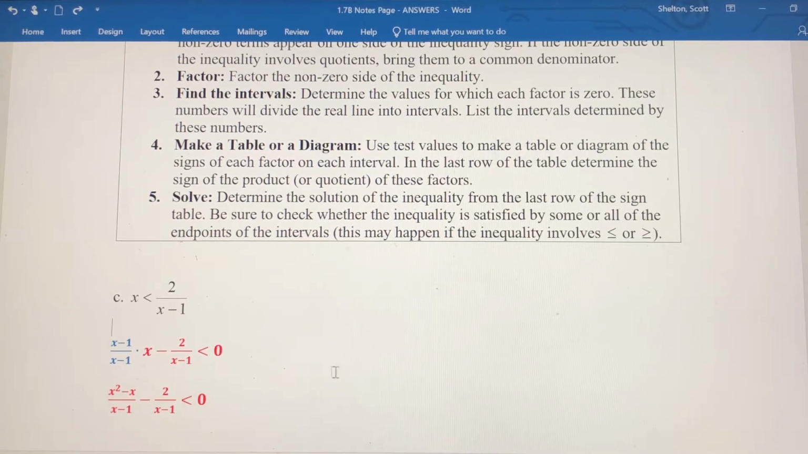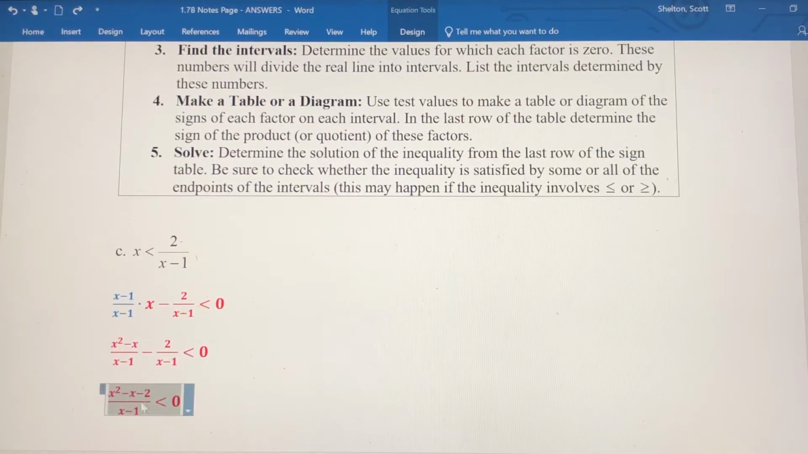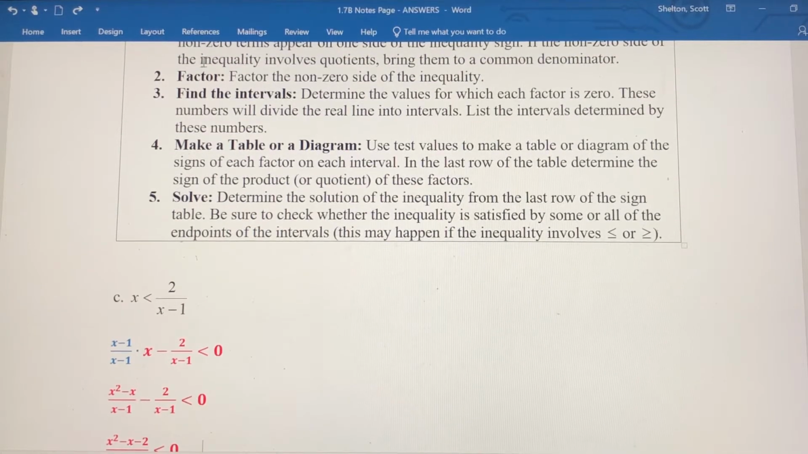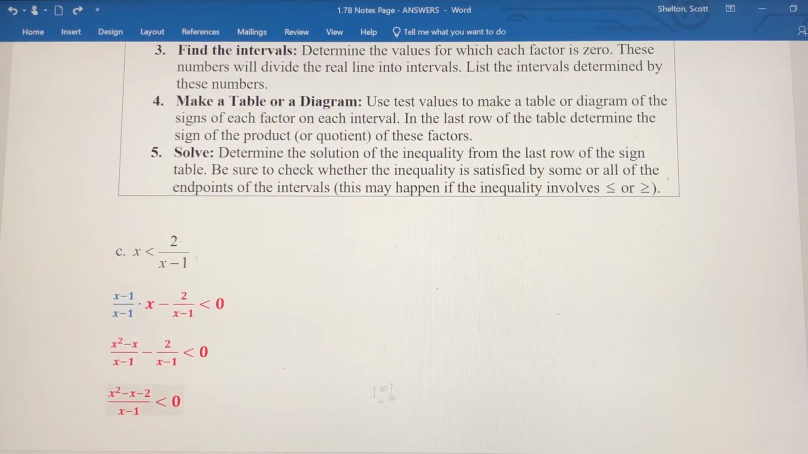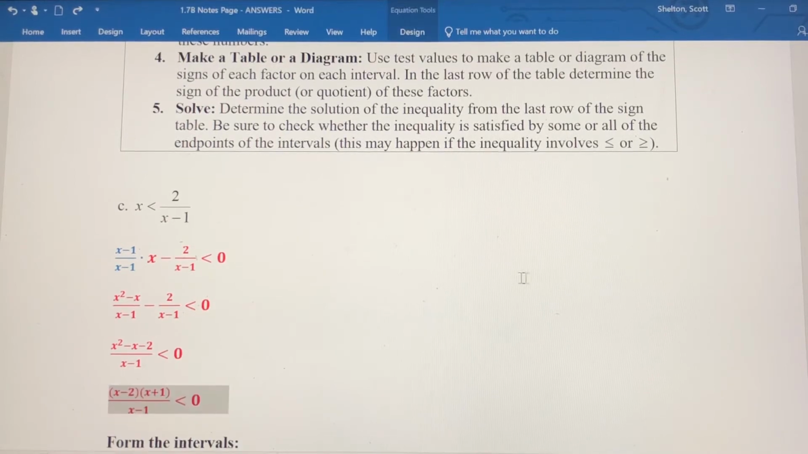So I can combine these numerators. There's no like terms up there, so I'm just going to push everything together into a quadratic trinomial. And I get x squared minus x minus 2 over x minus 1 is less than 0. So that's all step 1, getting everything on the left side in this case and getting a common denominator. Now, in the previous video, there wasn't anything to factor. In this video, there is something to factor. So I'm going to factor that numerator, and that's going to be x minus 2 times x plus 1.